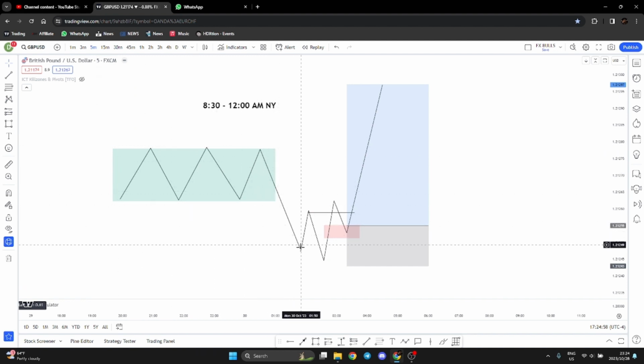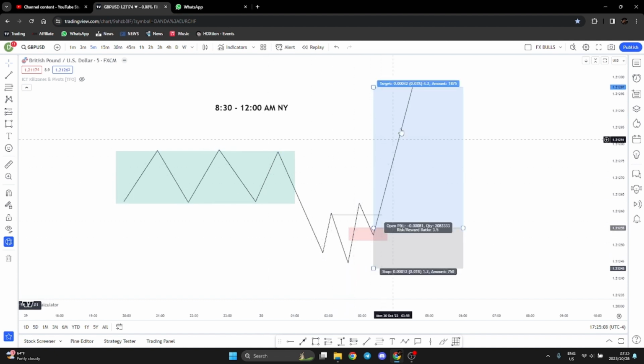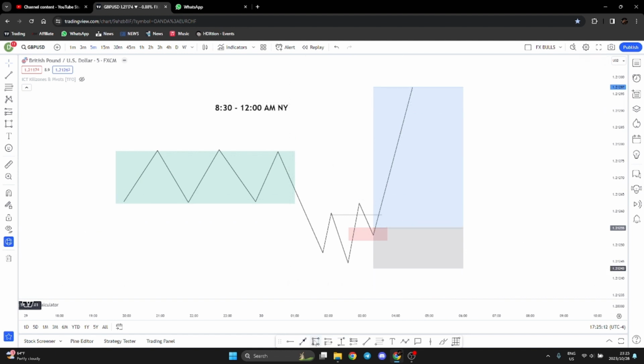This movement outwards, grabbing liquidity, is our manipulation. And in the manipulation movement, we try to get in. Then this movement up here is our distribution. What we're looking to do is wait for a high getting taken out, as well as displacement with that high that got taken out.